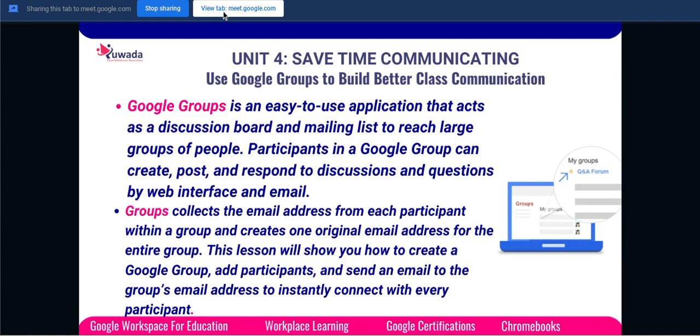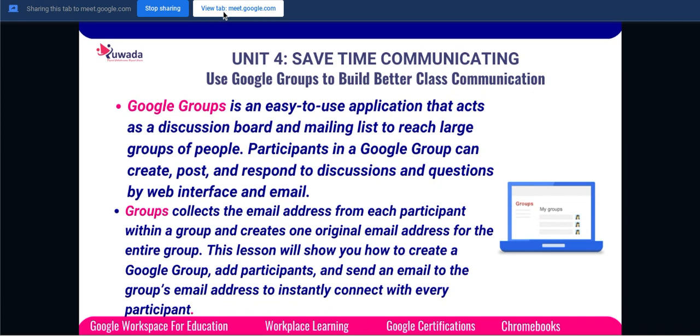So this is what really differentiates it from the popular one we know, maybe the WhatsApp group. The WhatsApp group cannot send email. You can't get email notification. But with Google group, you can create, post, and respond to discussions and questions by web interface or by email. Imagine that each time you post a question on WhatsApp, a notification is sent to your Gmail. That's how Google group works. Whether you create a post or respond to a post, it will be available on the web interface, and you will also get a notification in your email.